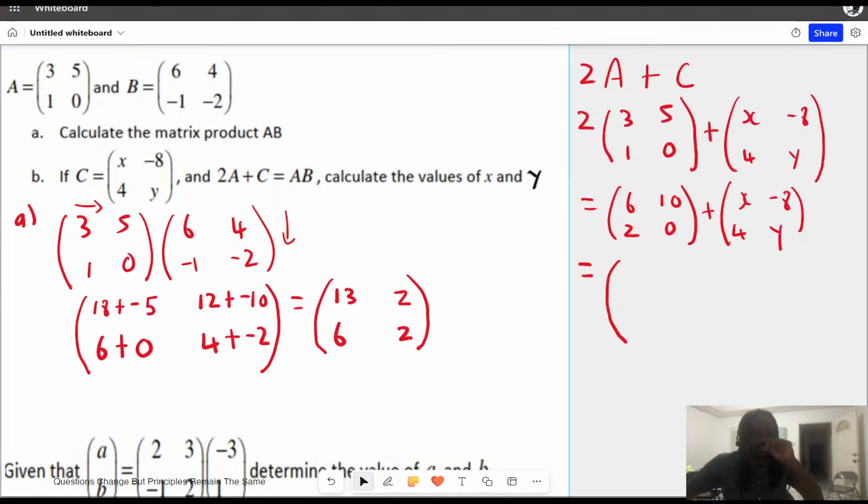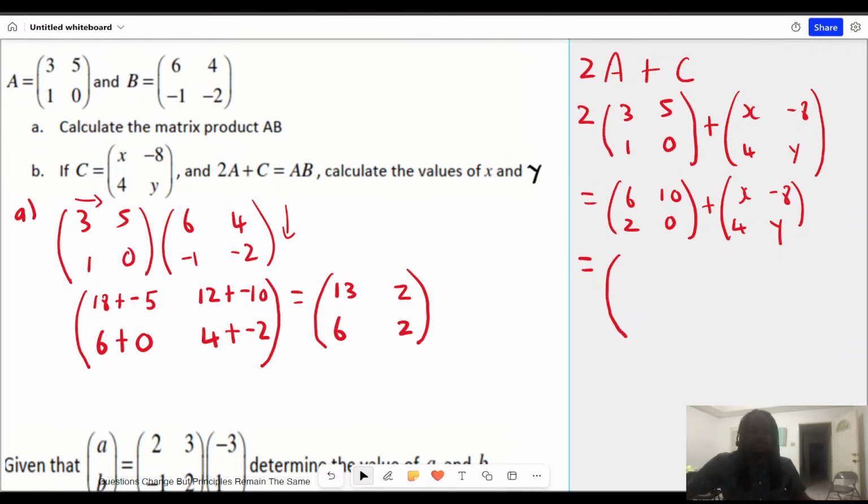X is equal to 7. Alright, somebody says x is equal to 7. What's your answer for y, ma'am? So somebody says x is equal to 7.